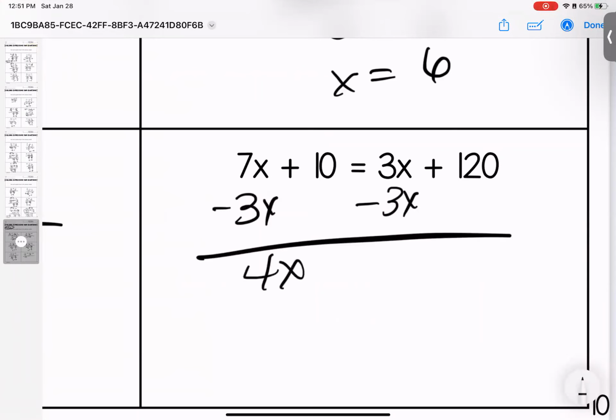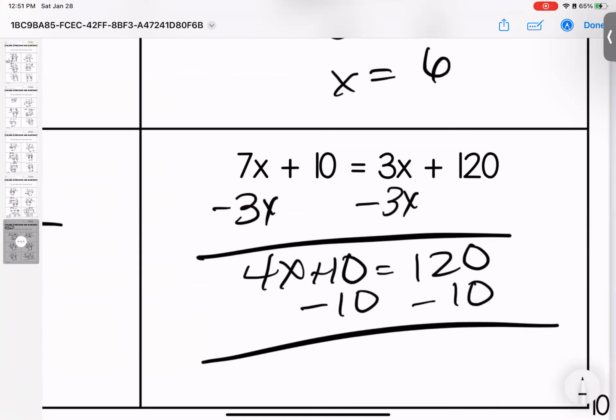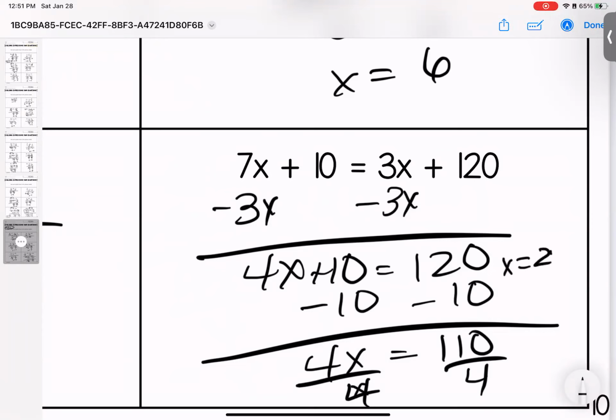We have 4x plus 10 equals 120. But I got to get rid of that 10. I got to kick it out. 4x is equal to 110. Sticky numbers. 110 divided by 4 isn't even, but it's not bad. It's equal to 27.5.